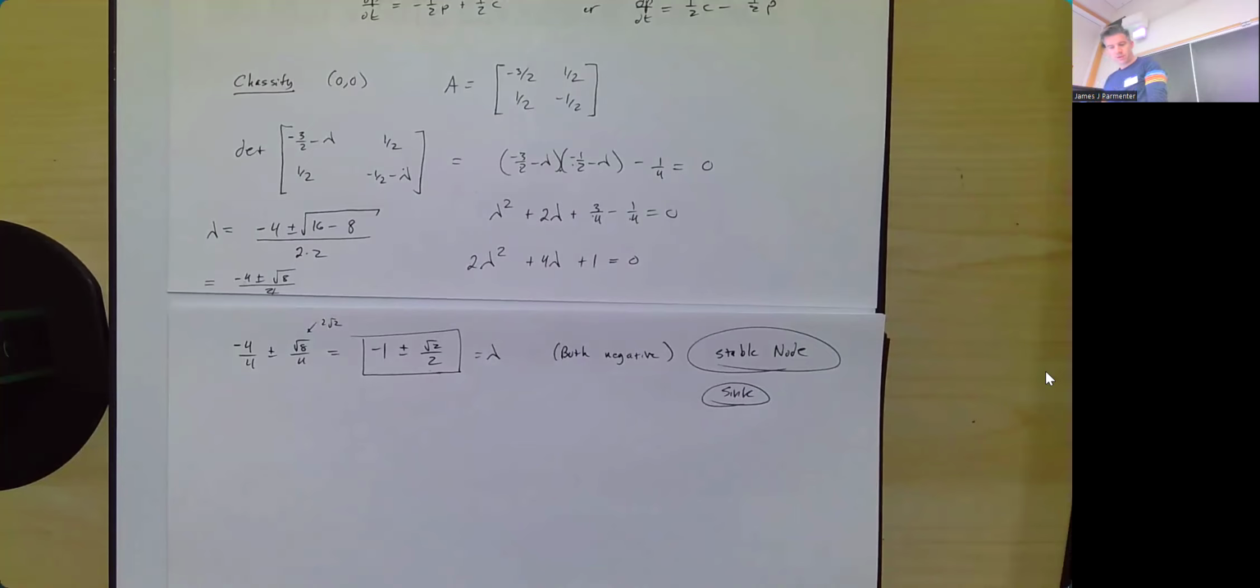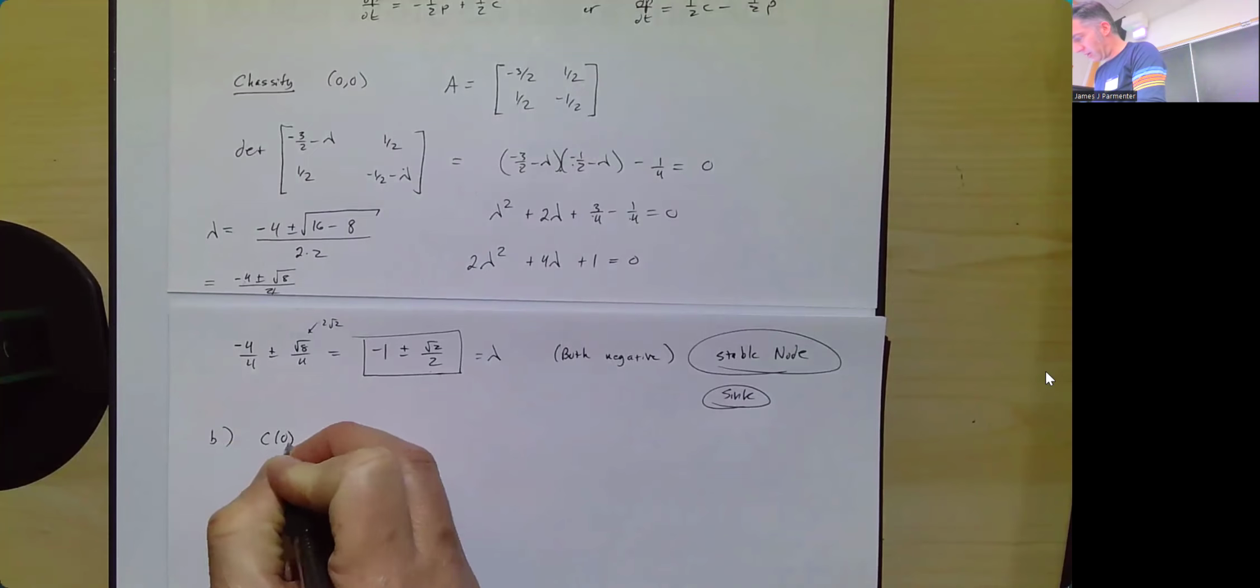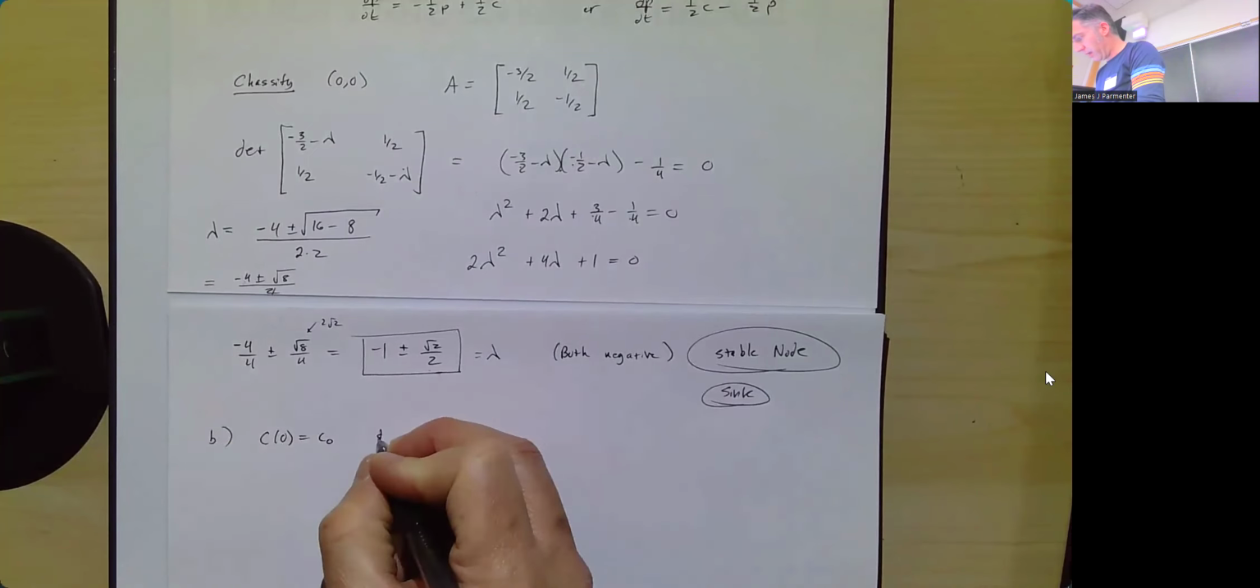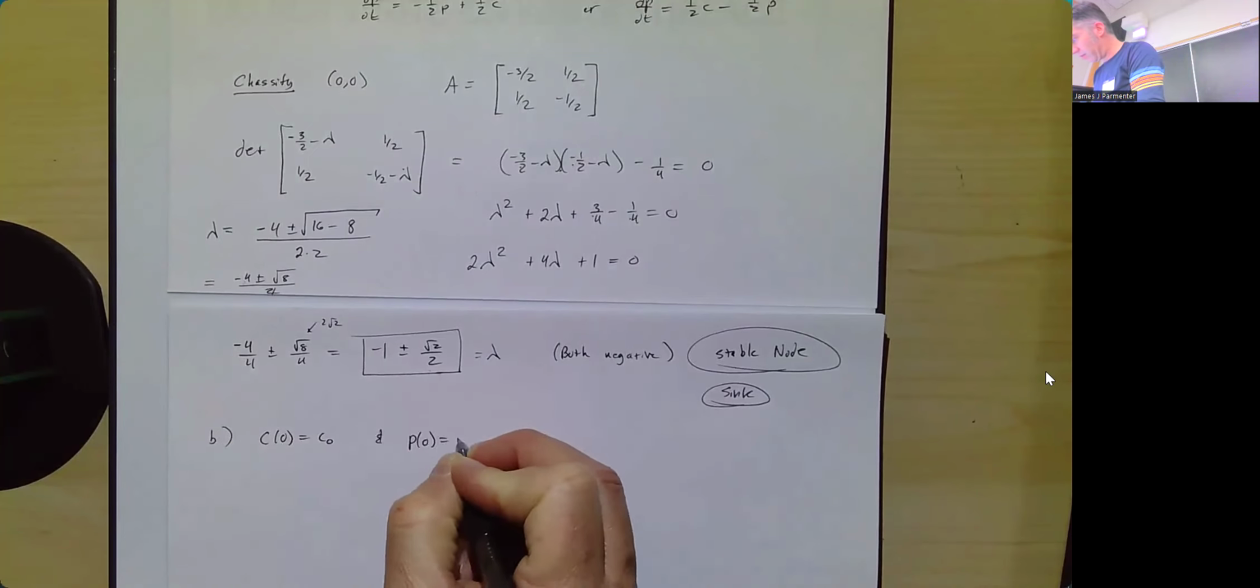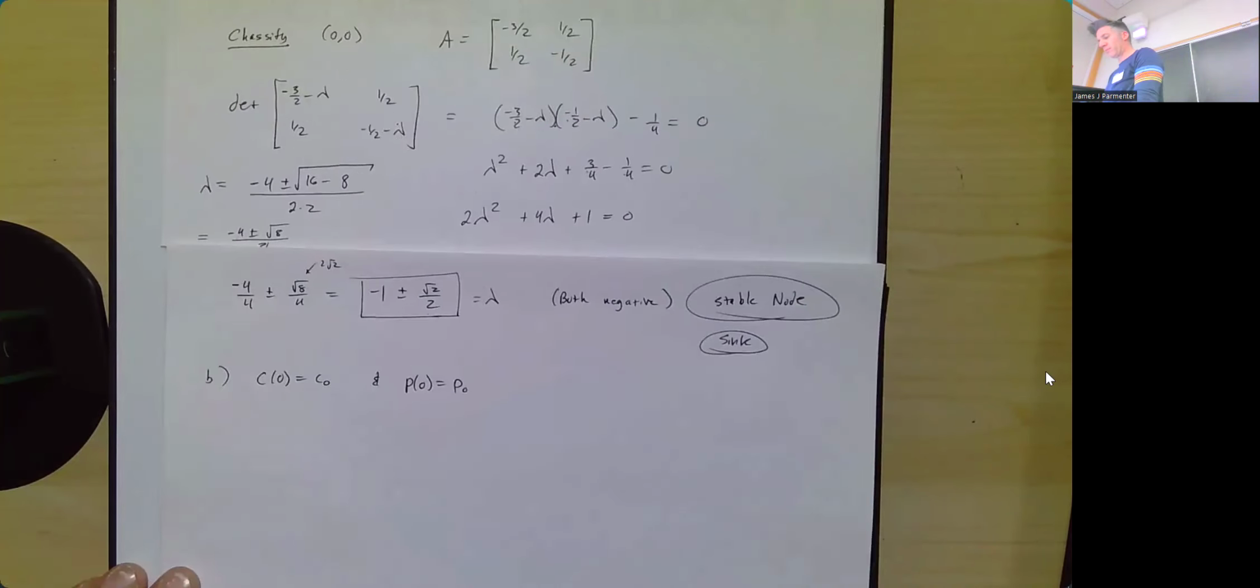Cool. So then the other part, we have to actually solve the initial value problem. It sounds like, when they say solve the initial value problem, you think, oh yeah, there should be some initial values, right? We still have to find the eigenvectors first, but the initial values are kind of lame. The initial values are C of 0 equals C sub 0, and P of 0 equals P sub 0. So, I mean, yeah, we're still going to use this, but it's not like the best.